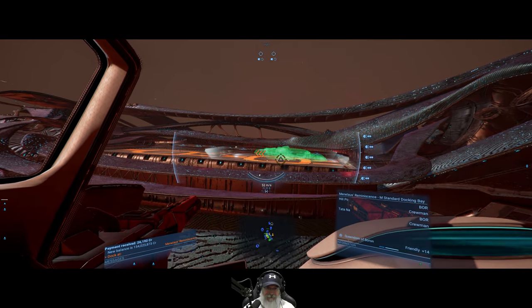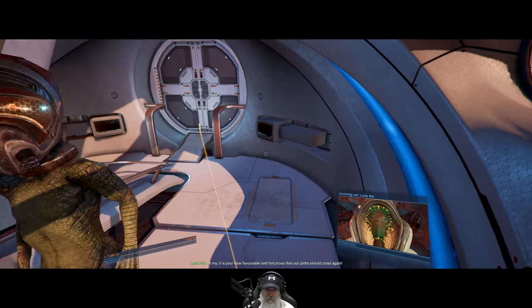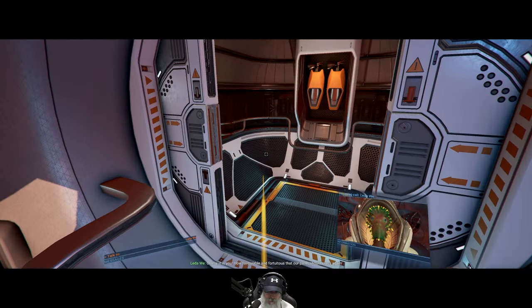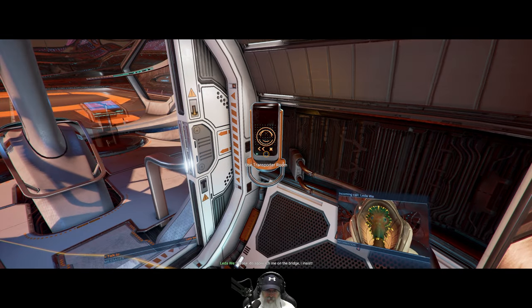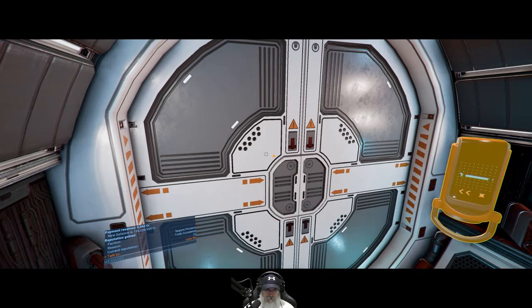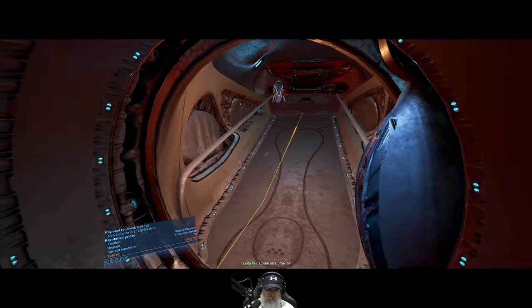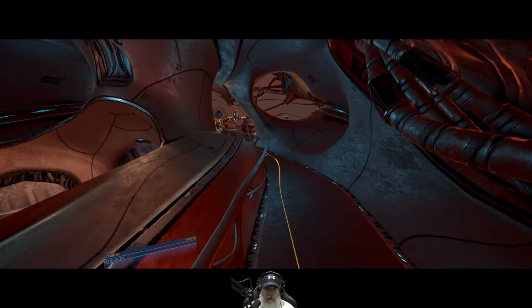Docking granted. Oh my, it is you. How favorable and fortuitous that our paths should cross again. Yep, it's me. Please do approach me on the bridge, I insist. Okay, I'm coming. Come in, come in. I guess he's happy to see us.